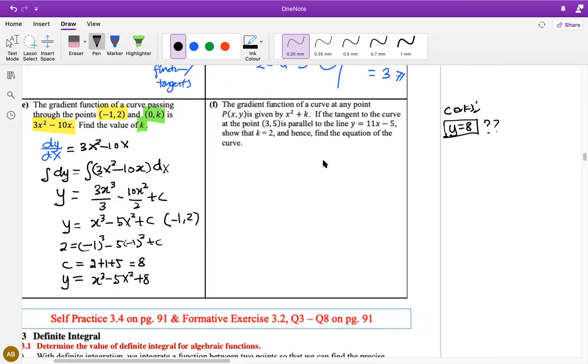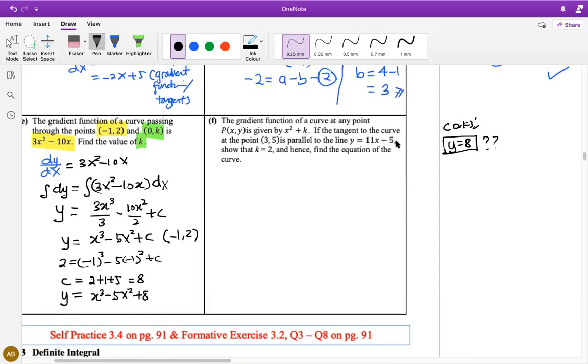All right, then the last example is this. The gradient function of a curve at any point x, y is given by x squared plus k. If the tangent to the curve at the point 3, 5 is parallel to the line y equals to 11x minus 5, show that k equals to 2, and find the equation of the curve. So you can try this question, right, by pausing the video, right? You try first, okay?